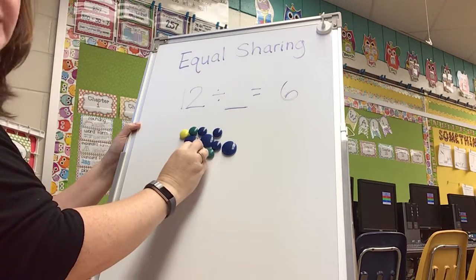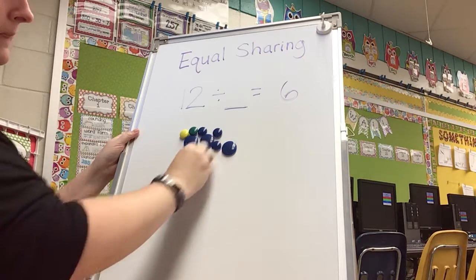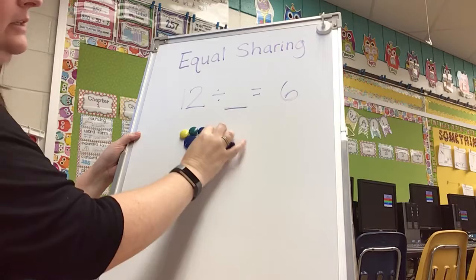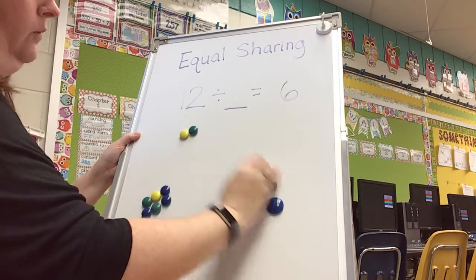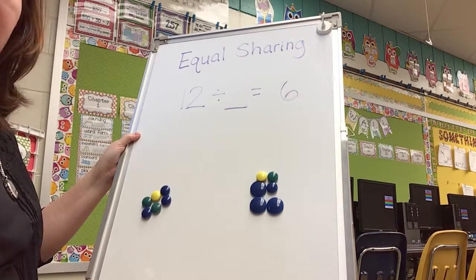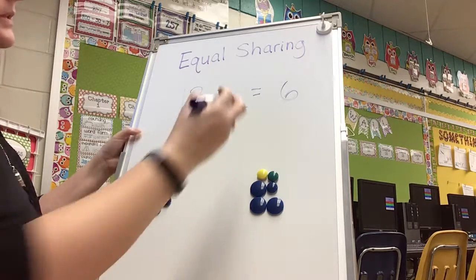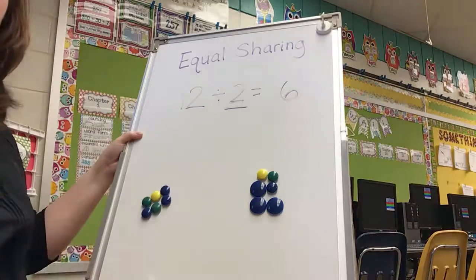So I'm going to count out 6 counters. 2, 4, 6. And then I'm going to count out another 6. 2, 4, 6. I made my groups of 6 and I ended up making 2 groups. So 2 would be my divisor.